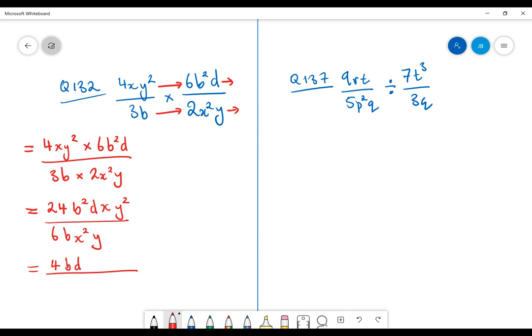For the x's, it's x squared on the bottom, so that's going to cancel out and just be left with an x on the bottom. And then with the y squared divided by y, there will be a y left on the top. So my final answer is 4bdy all over x.